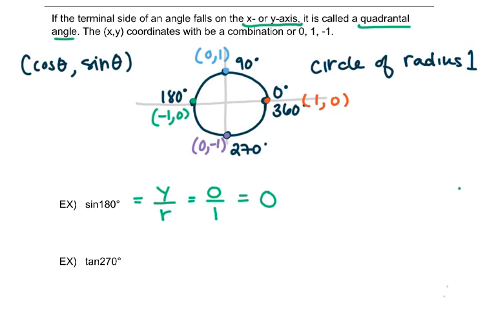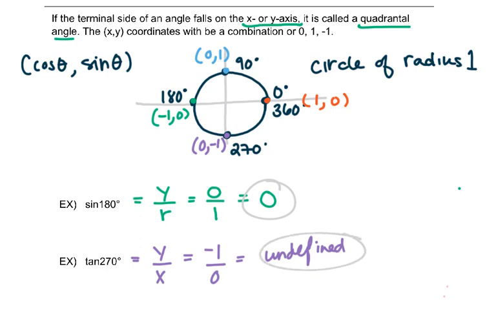Tangent of 270. So we rotate around, we come to 270 down here at the bottom. What we want to remember is that tangent is that ratio sine over cosine, or y over x. My y value is -1. My x value is 0. I can't divide by 0, so my answer here is undefined. So I got 2 answers, 0 and undefined.